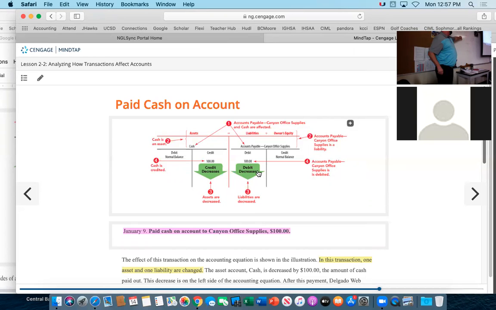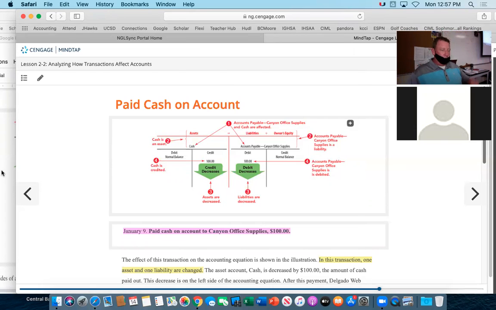So we charged $220 worth of supplies. We paid $100 worth of it, which means we lower the bill. Our updated balance on our bill, now we just owe 120. Okay? You won't have to do that part yet, but I just wanted to kind of show you.